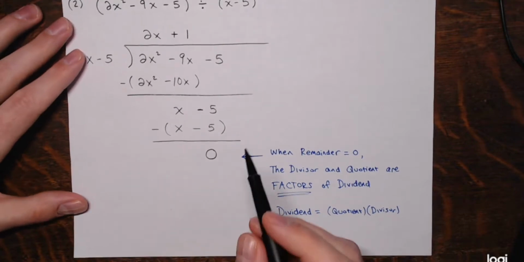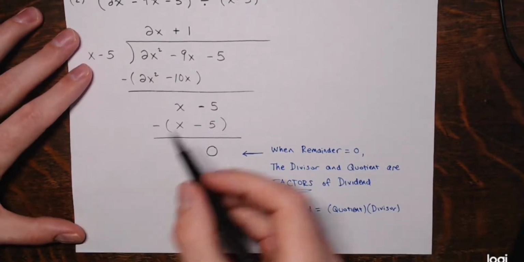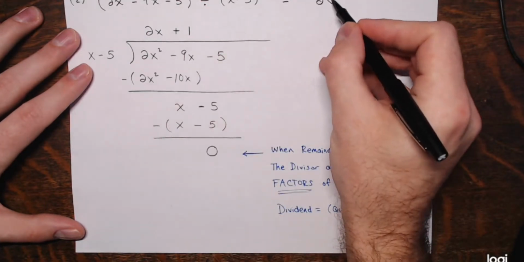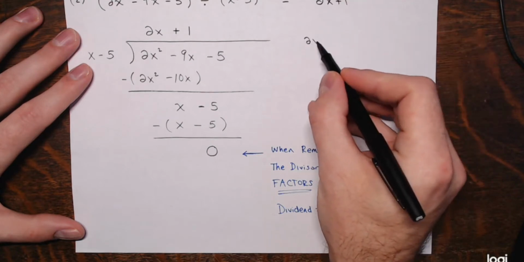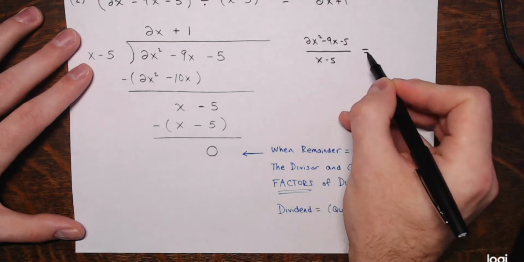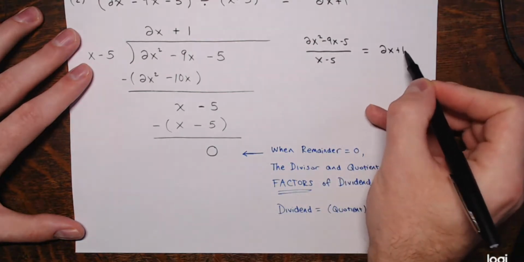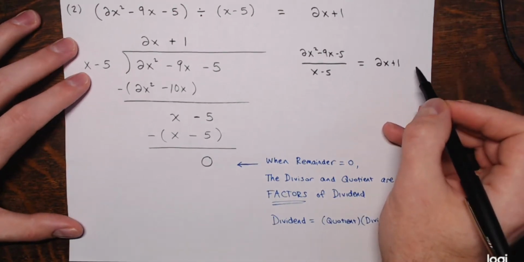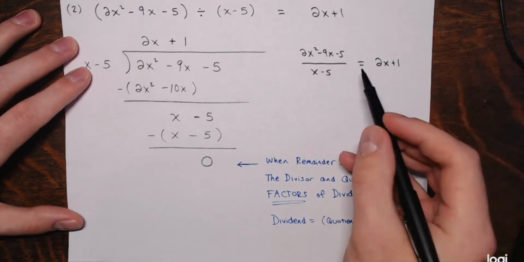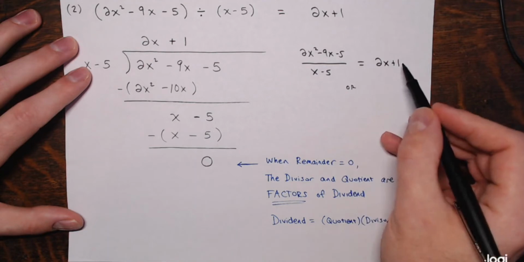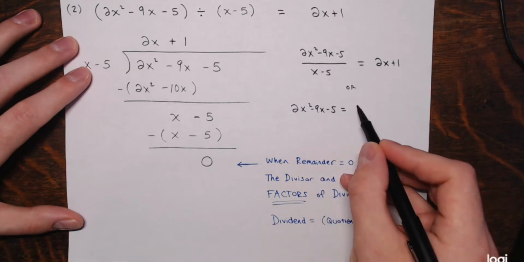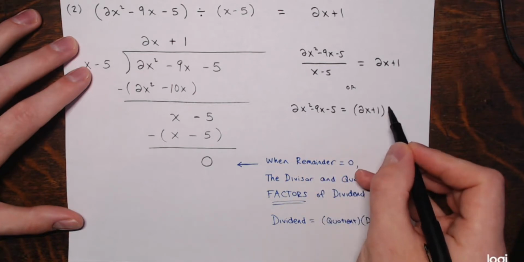Alright, so again, the result of this you can write in two different ways. You can say that this is equal to just 2x plus 1. This is the same thing as 2x squared minus 9x minus 5 divided by x minus 5. Just say it's equal to the quotient, 2x plus 1, plus the remainder over the divisor, which would just be 0 over x minus 5. This is 0. Or, multiplying by the divisor, we have 2x squared minus 9x minus 5 equals the quotient times the divisor.